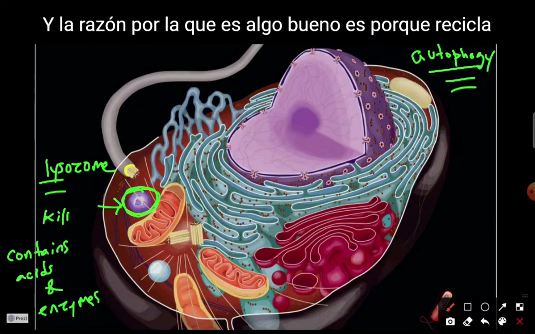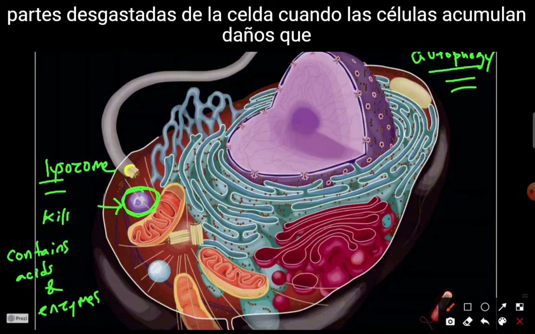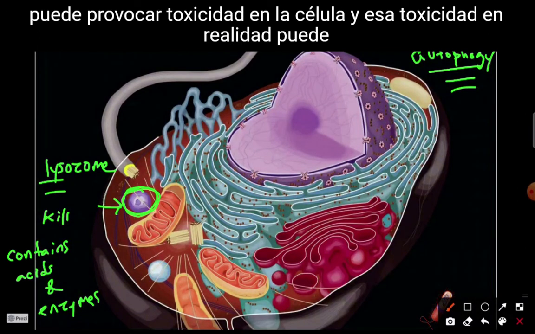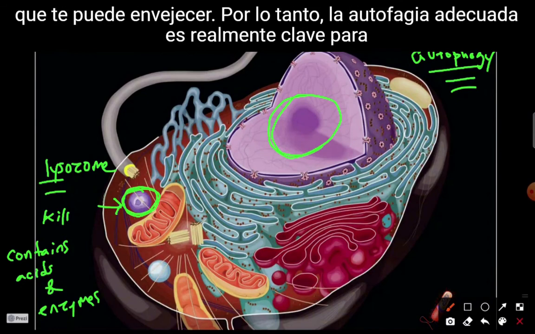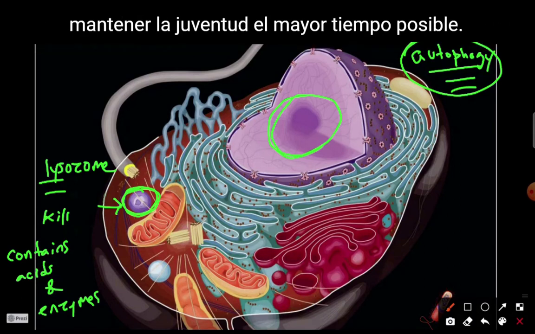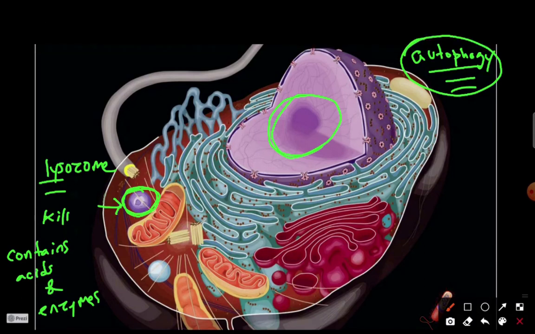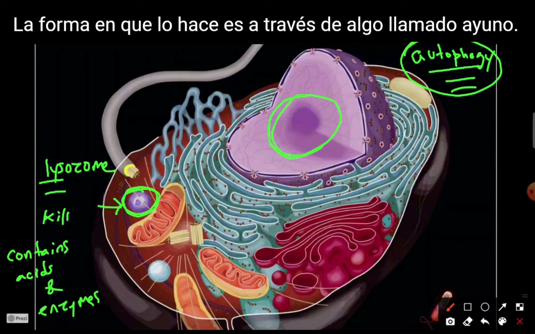And the reason why it's a good thing is because it recycles worn-out parts of the cell. When cells accumulate damage, that can lead to toxicity in the cell. And that toxicity can actually affect your DNA, which can age you. And so proper autophagy is really key to maintaining youth for as long as possible. The way that you do that is through something called fasting.